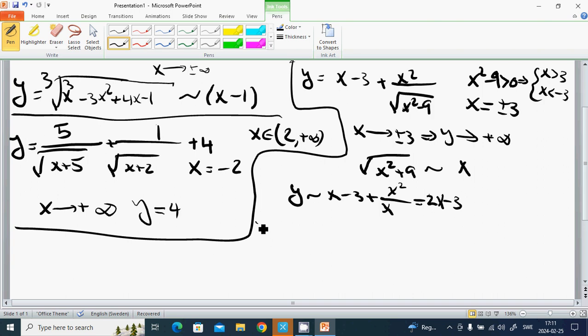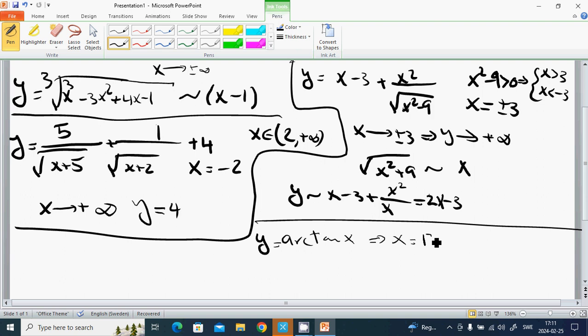Now, if y equals arctan x, then x equals tan y, and when x goes to plus minus infinity, y goes to plus minus pi over 2, which gives two horizontal asymptotes.